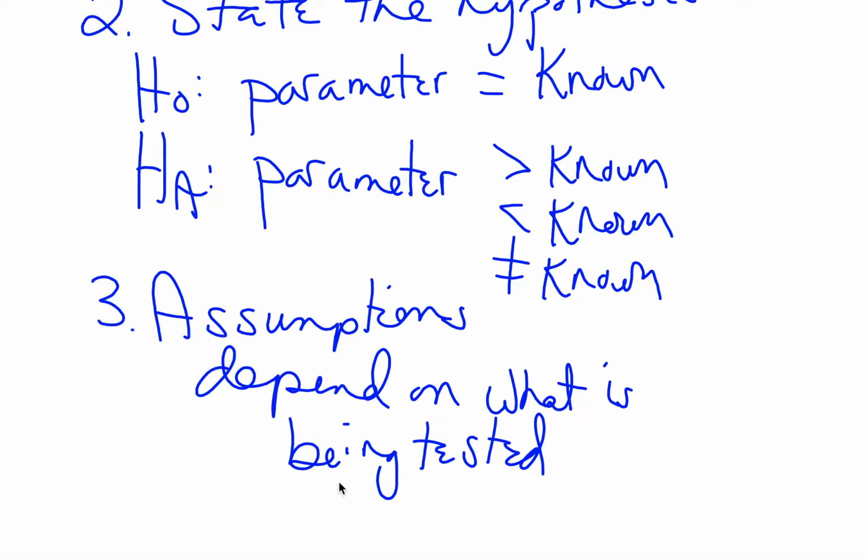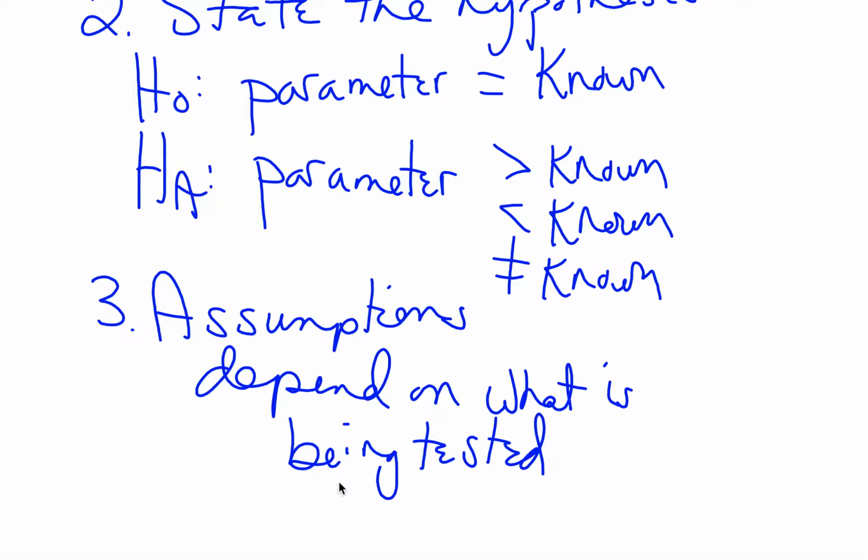As an example, if you're doing a proportion, then your first assumption is a random sample is taken. All hypothesis tests have that as the first assumption, by the way. Your second assumption is that you've met the properties of a binomial. Remember, there are 4 properties of the binomial.